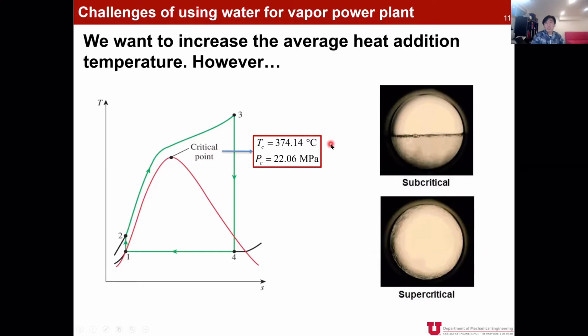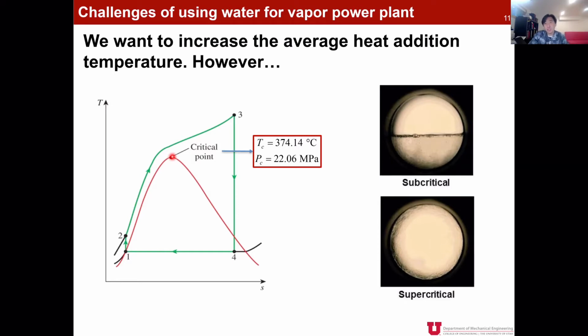As we discussed earlier, in order to improve the net work, one way we can do it is to increase the pressure that is pressurized in the pump. By increasing the pressure, we could increase the area surrounded by the processes. But if you imagine that we just keep increasing the pressure, at a certain point the constant pressure curve for the phase change from water to steam may go over the critical point, that is at the summit of the saturation zone. And this kind of process is called the supercritical condition.